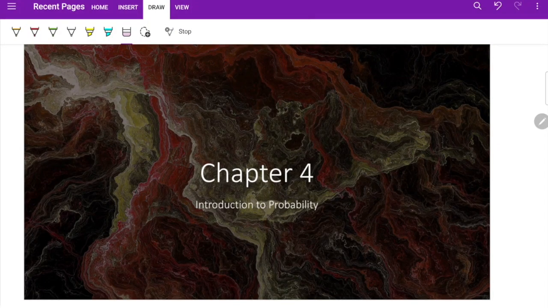Okay, this is chapter 4, and this is kind of something weird because we are going to jump from statistics to probabilities. Actually, this is the bridge that I mentioned earlier. We said that when we deal with data, first we collect data. After collecting data, what we do is organize data.